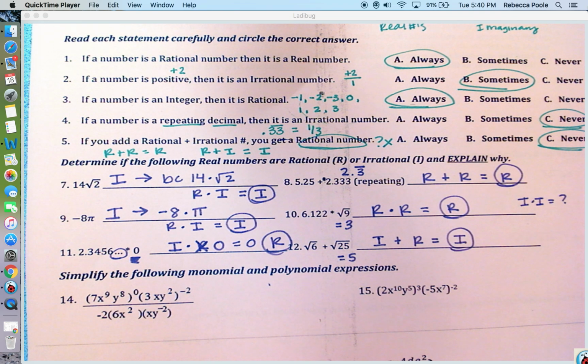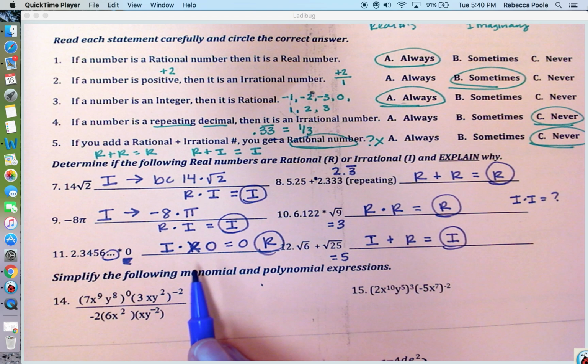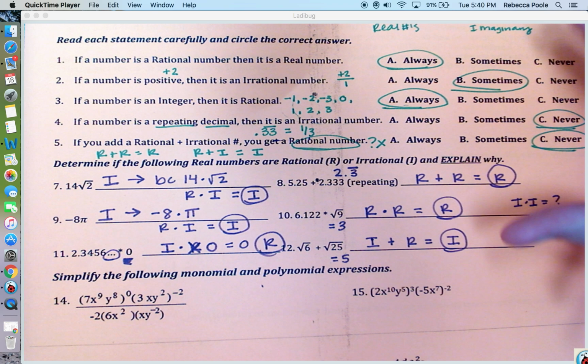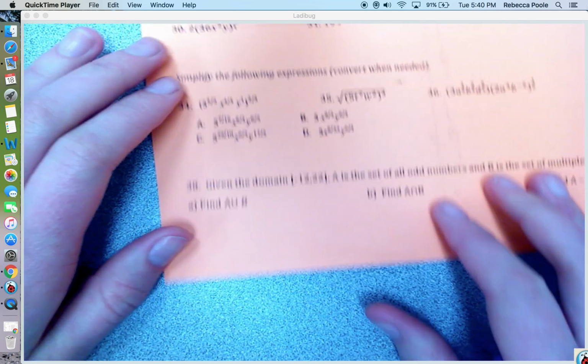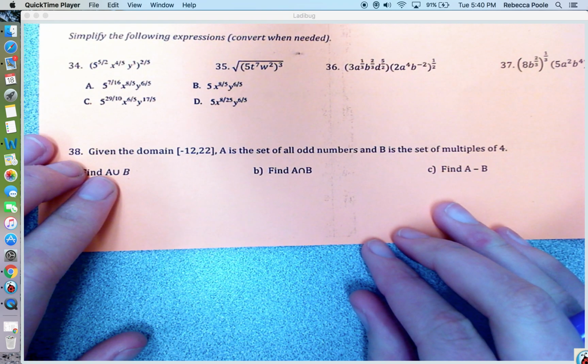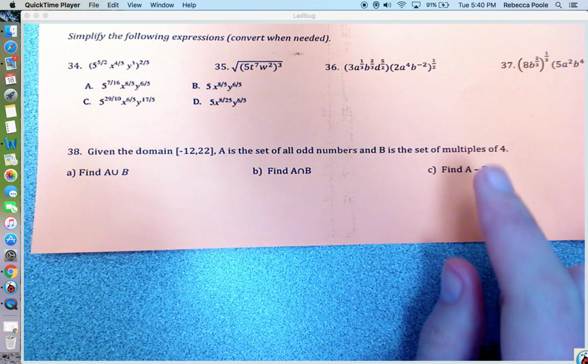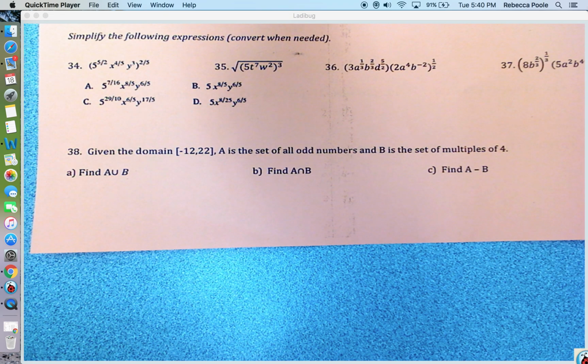So this is the first section of your test review on number sets, real numbers, rational numbers, that kind of thing. Make sure you study this and you watch this video for tips on your test tomorrow. I'm going to jump to the back of the review, number 38, because this is also talking about number sets. It's just not in order.